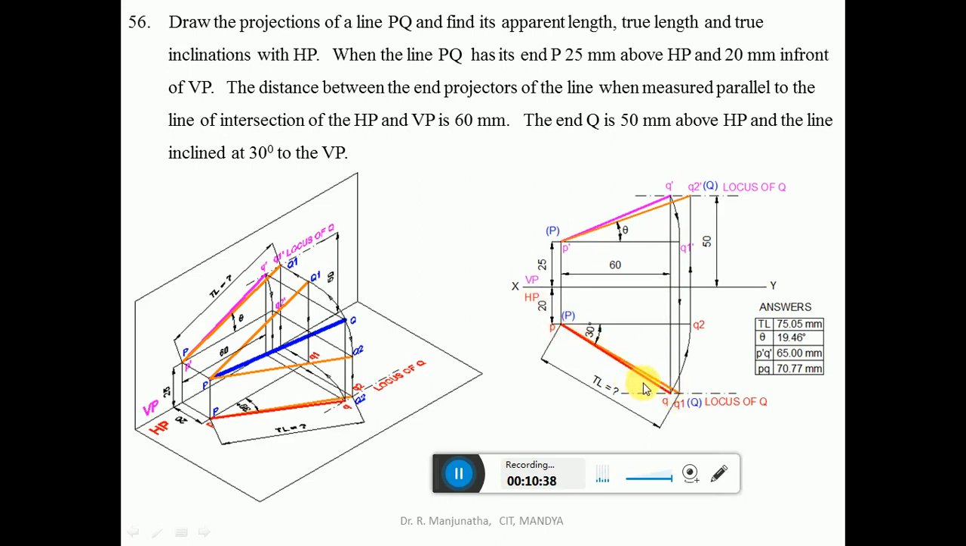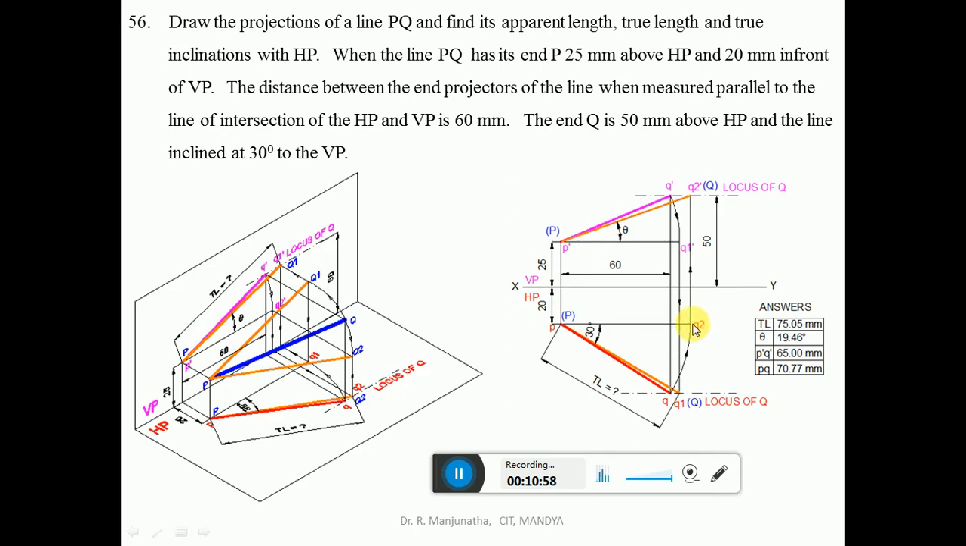Now we need to find the true length in the vertical plane. To make this PQ line parallel to VP: if P is in front of VP by 20 mm, then Q2 should also be in front of VP by 20 mm. With P as center, take the radius of PQ and draw an arc such that PQ2 is parallel to VP by 20 mm.